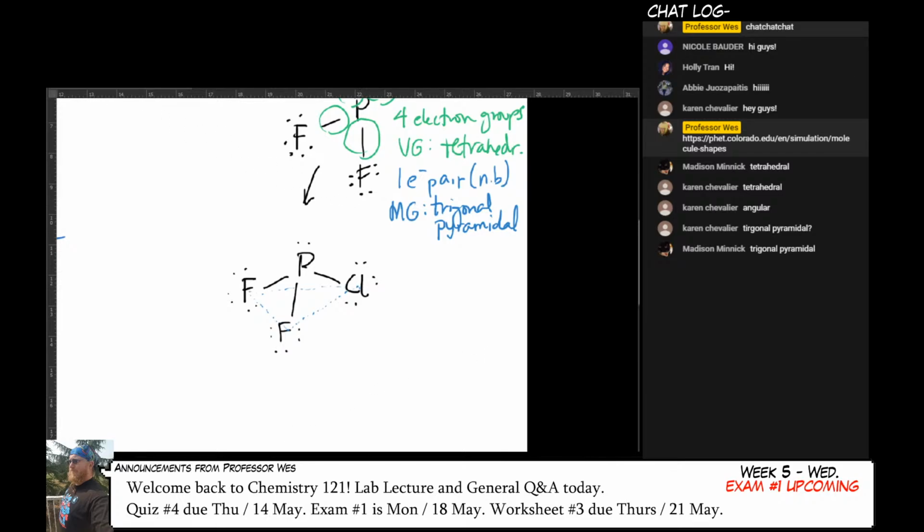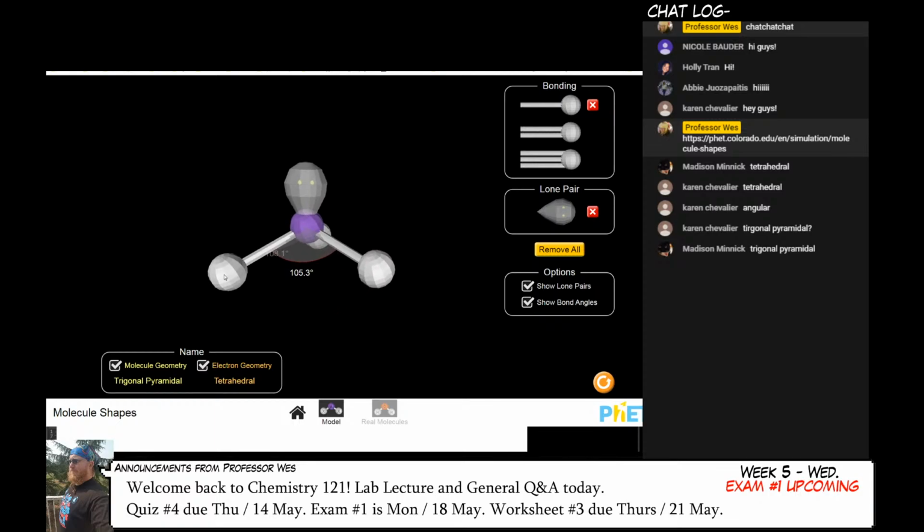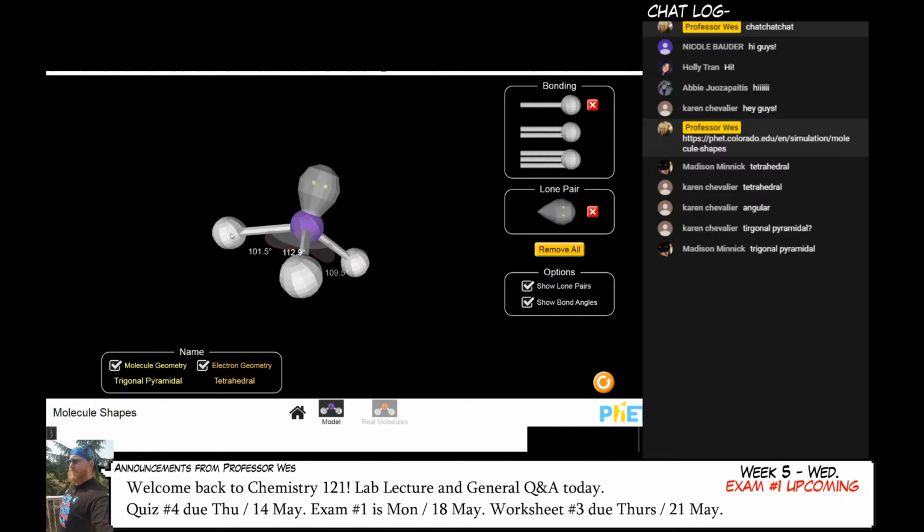If we go back to the PhET simulator, I can try and make that look like, let's see here. We'll do that. So if I turn this on, and we put this over here, you can see that the molecule that we just made looks very similar to this, where the base would be right here.